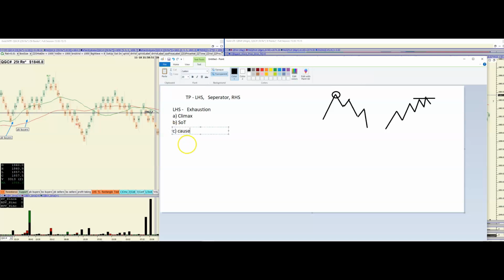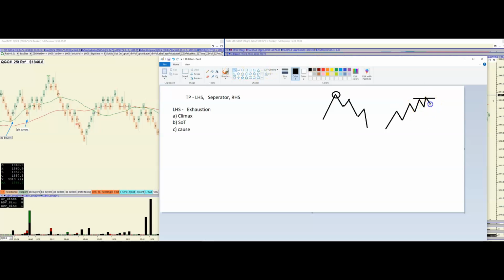Cause. All right. This is also very important, because when the break comes, it needs to take out lows. The more lows it takes out, the better. So you want at least two lows to take out. Sometimes one is okay, but it gets tricky. And if it takes out two lows, that's really important because it took out two supports. So that's meaningful, and that's why you want that cause there.